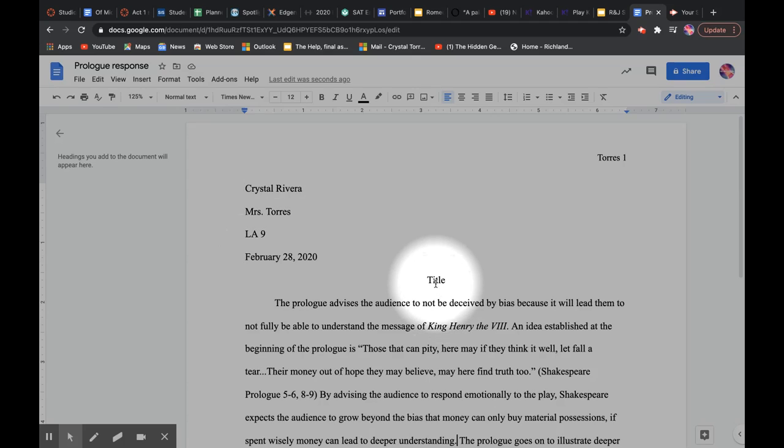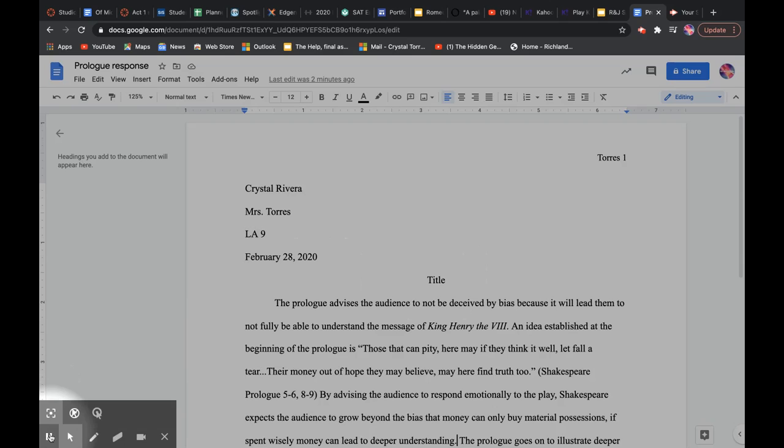And then we do have a space for the title that we need to go back and change later. Remember, your title should be creative. It should not be "Prologue Response" or "Romeo and Juliet Response." It needs to be creative. So sometimes we need to make sure we write the paragraph first to really understand what the subject is before we can go back and create that title. So I will make sure to go back at the end and name this response, but for right now, I'm going to put "title" there so I don't forget that I need to do that.